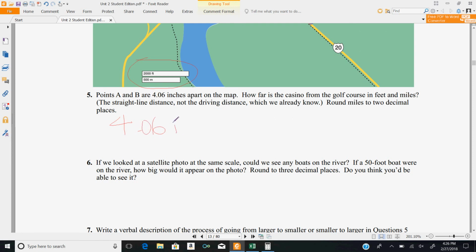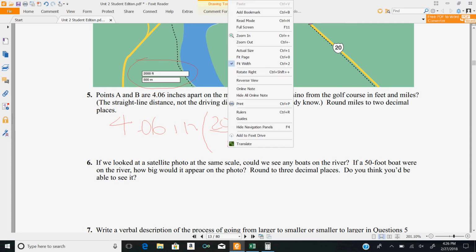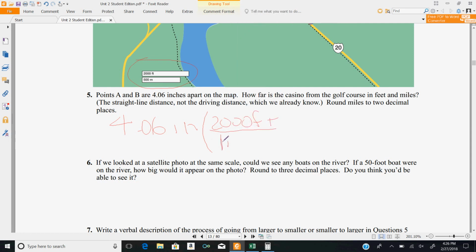0.06 inches. And we're going to calculate the number of feet. We know the number of feet is going to be a lot bigger, so we can actually multiply by the scale factor. And this is going to look like something we've done before, because it is something we've done before. We call this dimensional analysis.